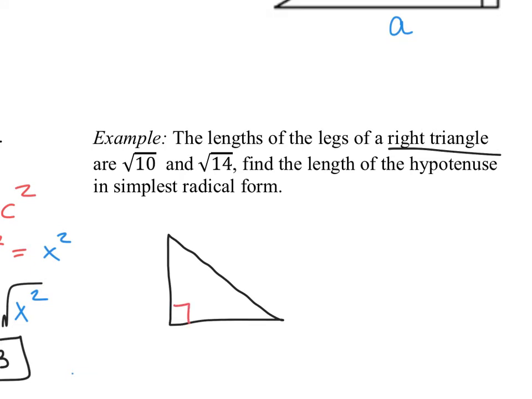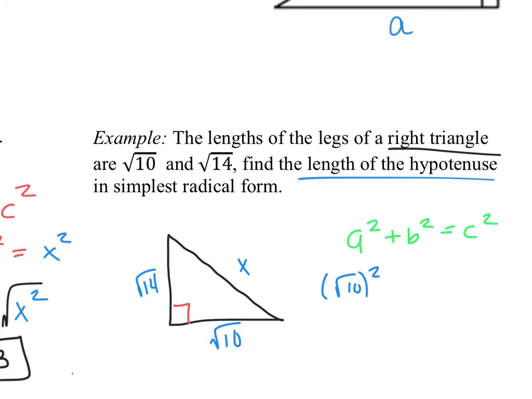And now we know our legs are the square root of 10 or radical 10 and radical 14. I'm now going to label those in my image. So radical 10, radical 14. I don't know what my hypotenuse is, so I'm going to put an x. We know Pythagorean Theorem states a squared plus b squared equals c squared. And now we're going to do those substitutions. We substitute a radical 10, a radical 14, and an x squared. So I have radical 10 squared plus radical 14 squared equals x squared, sorry.